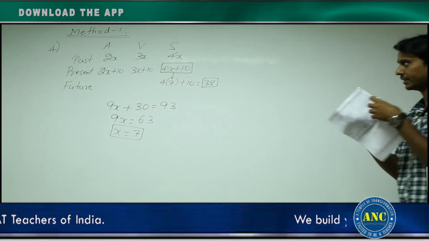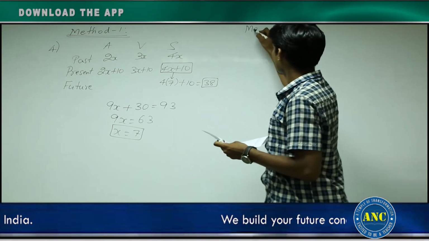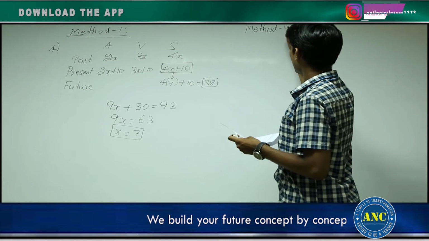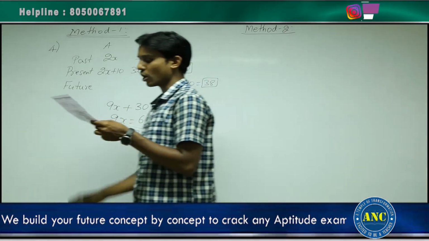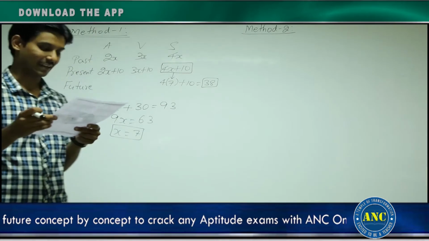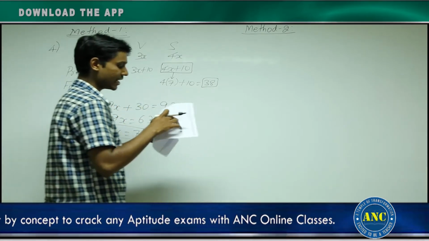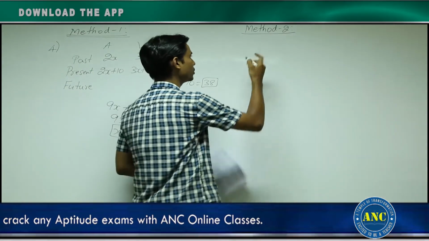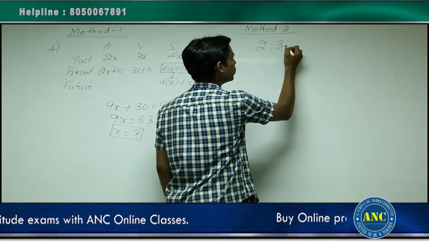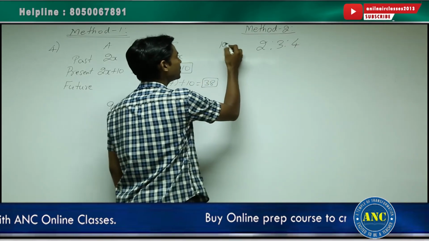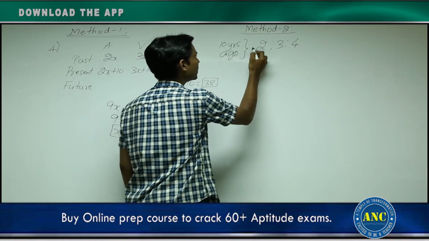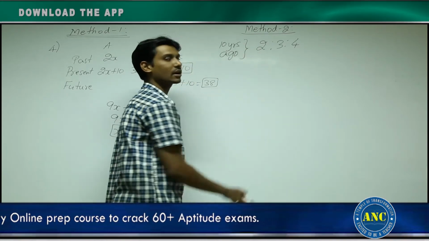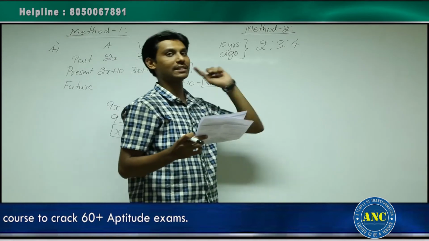Clear, right? Method 2. Please see that. The total of the ages of Ajay, Vijay and Sujay is 93 years. 10 years ago, the ratio of their ages was 2:3:4. The ratio is 2:3:4. This is 10 years before. That means, the present age of Sujay is asked in the question.